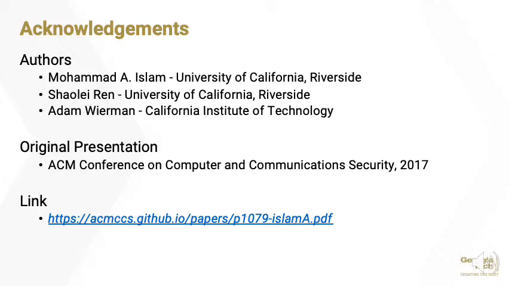This paper was originally presented in 2017 at the ACM Conference on Computer and Communication Security in Dallas, Texas. The link is also provided to the original paper.